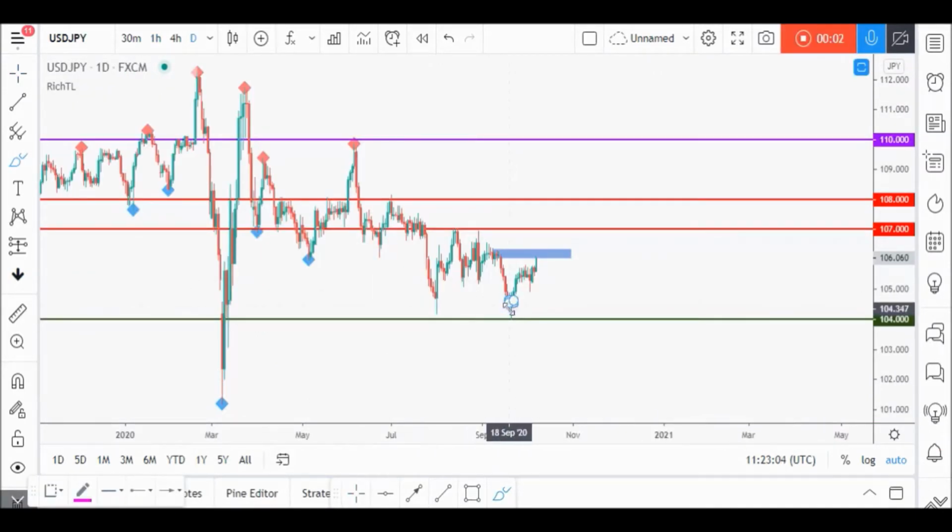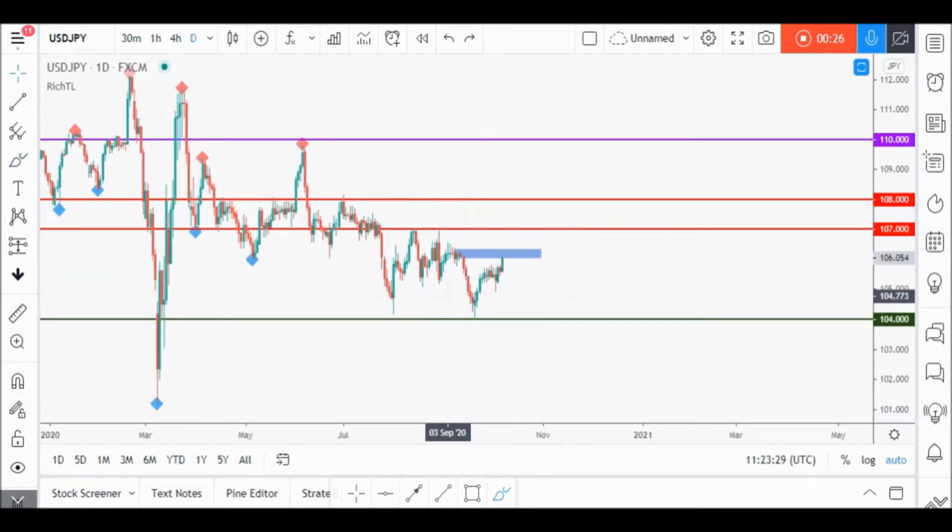On USDJPY daily time frame, as expected, price rejected our previous support and traded higher, and already took a buy opportunity around here from lower time frames. Anyway, for now, price is overall bullish, and we'll be looking for sell opportunities as price approaches this main rejection resistance area from lower time frames.